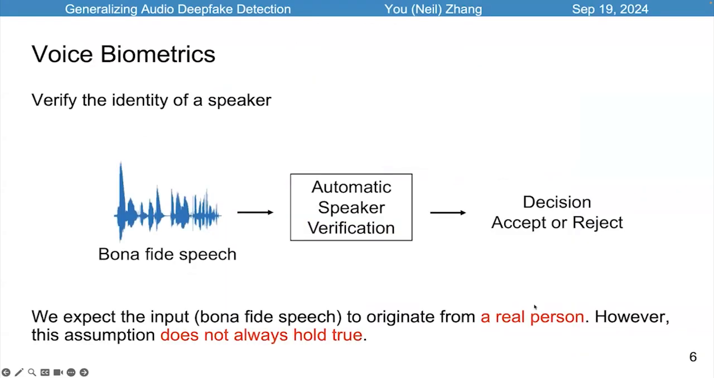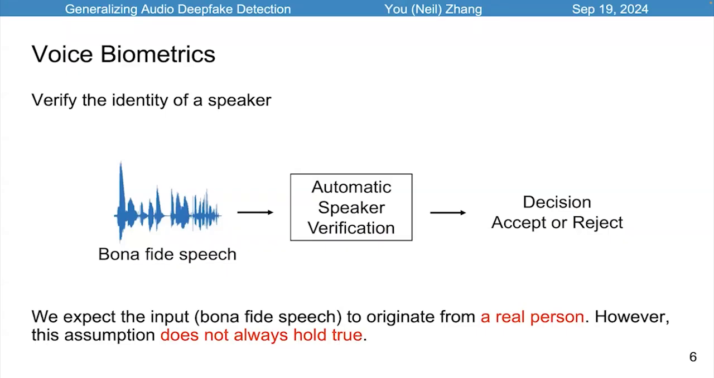Some more background about how this became a research topic. Many years ago, people started to study voice biometrics. They want to use voice to verify a person's identity. At that time, people were developing a system called automatic speaker verification, where we expect the input to this verification system is bona fide speech, and we can make a decision whether to accept this person's identity or reject it.